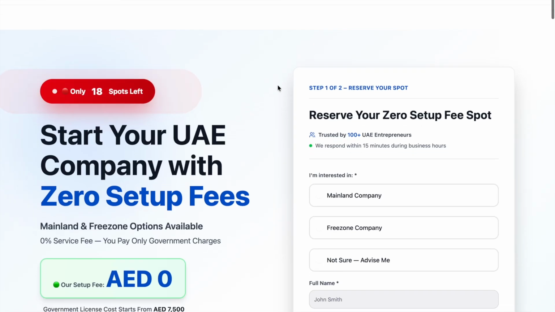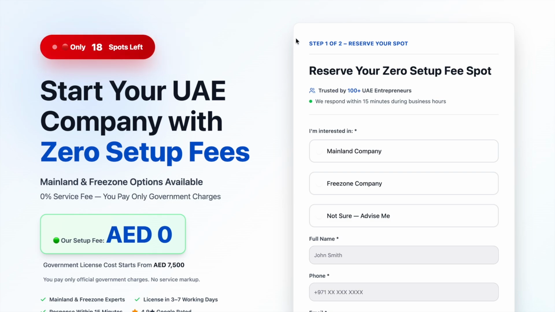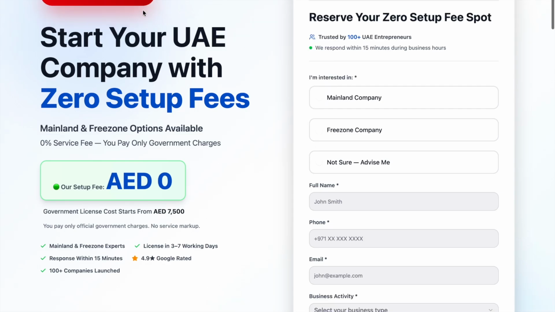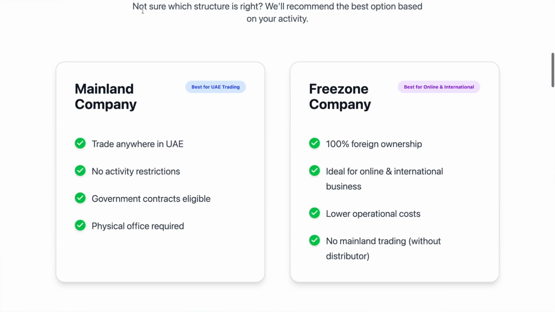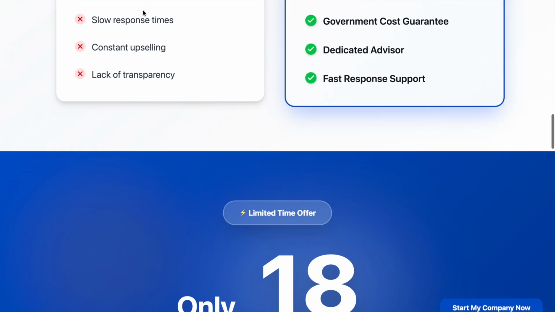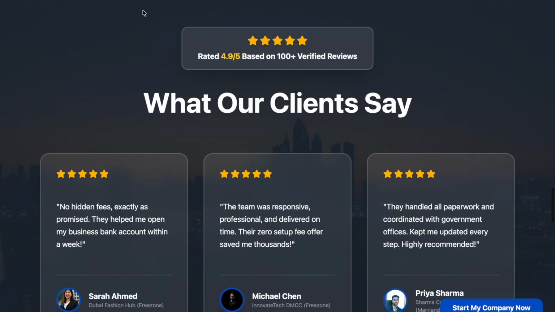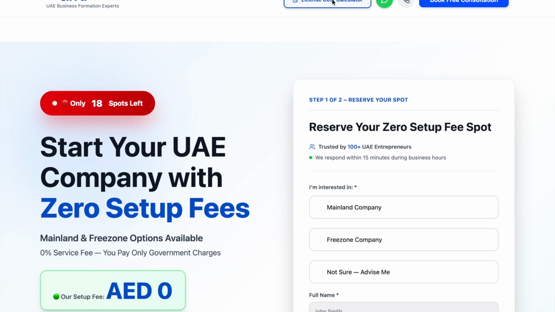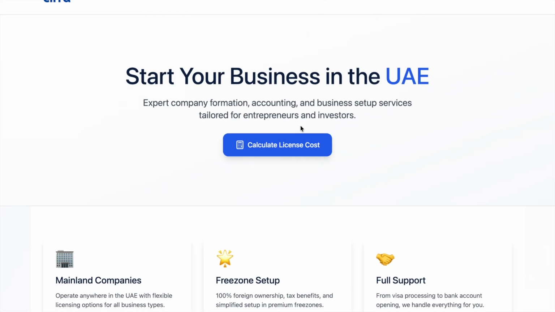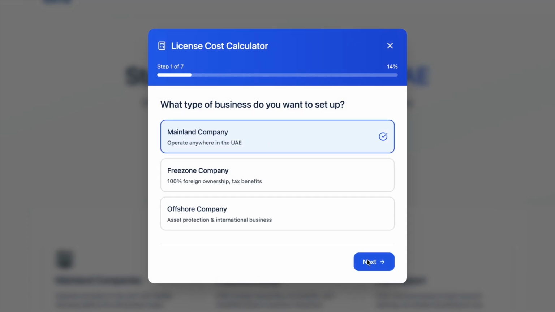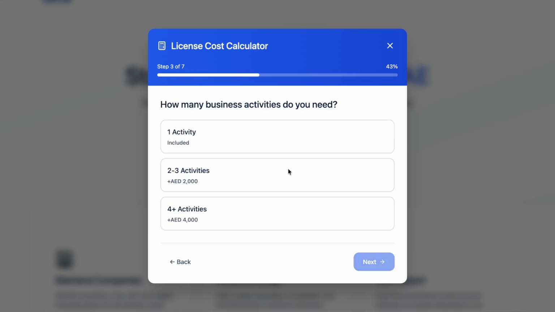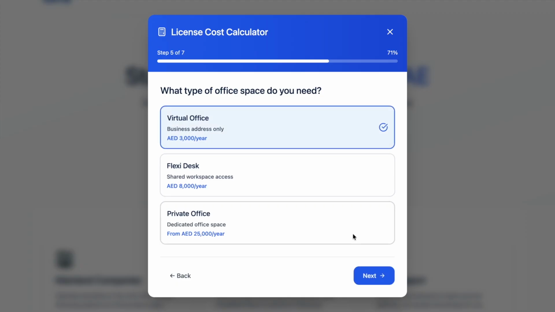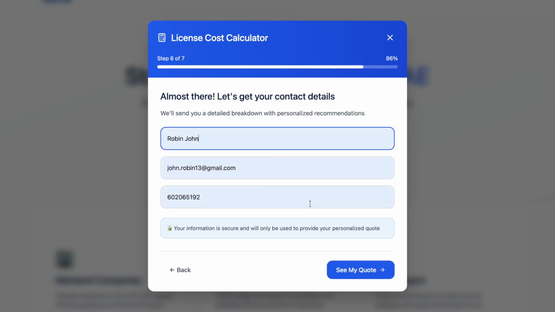Now, your landing page. This is where most people fail. You need a form, above fold, strong urgency, limited slots, testimonials, multiple CTAs. And the most important piece, a calculator tool. Instead of asking for a boring form, you let users check their license cost. They go through a multi-step form, enter their data to get the result. This converts way better.